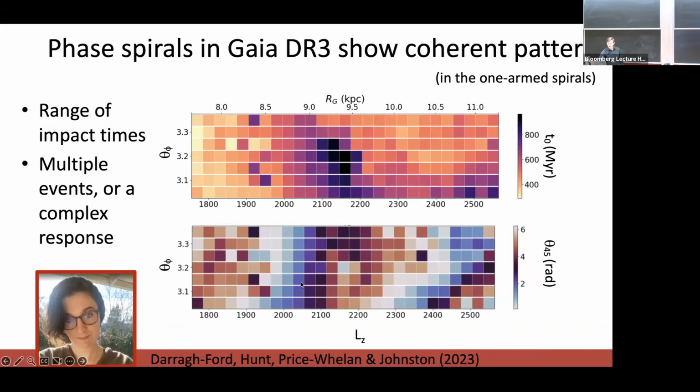And there's also similar structure in the phase of these spirals. The question here becomes, you have this range of times, or the range of windednesses that you found. Is this from multiple events, or is this from the complex morphology of how these wind up? And we haven't really solved that yet.